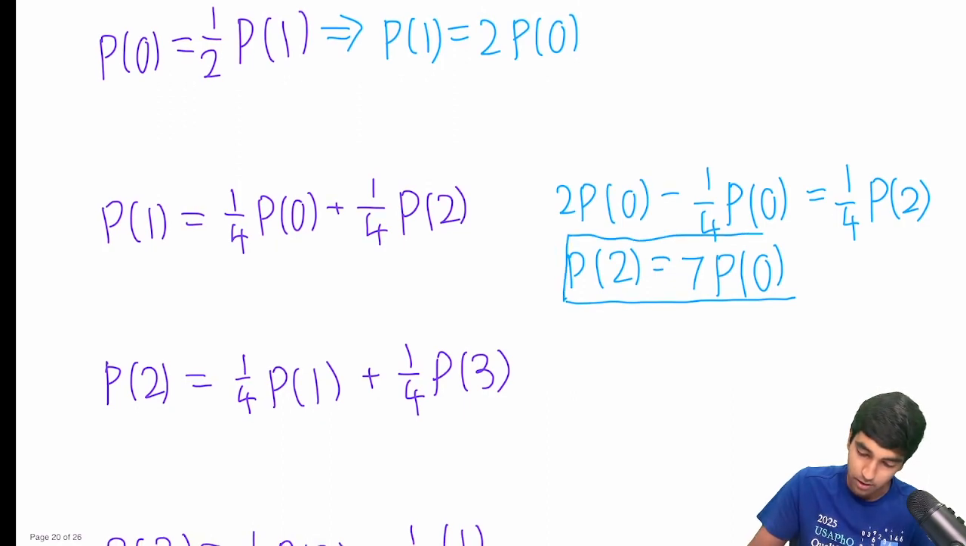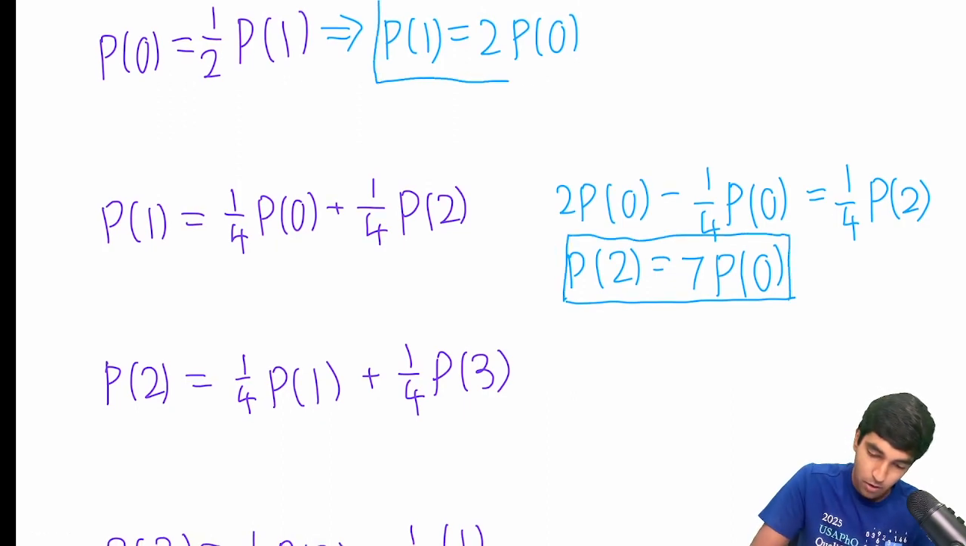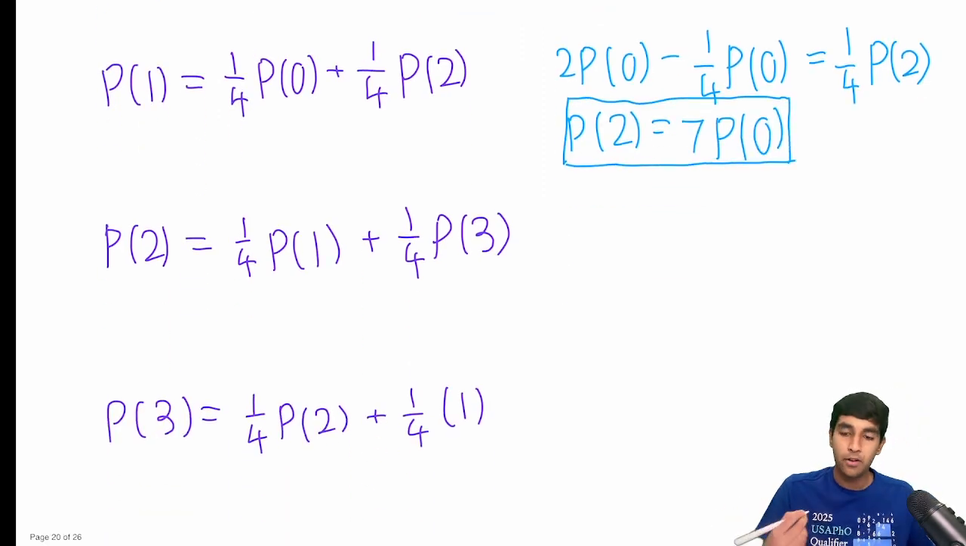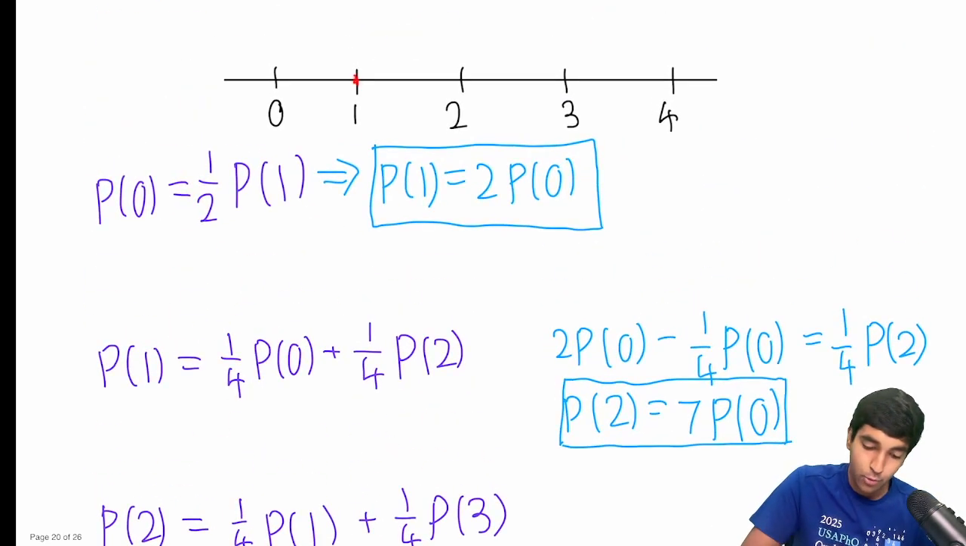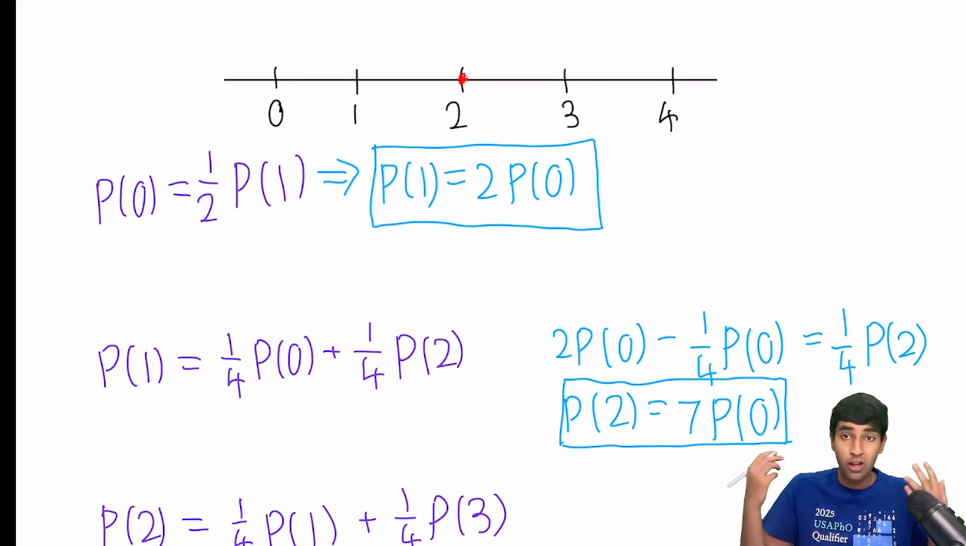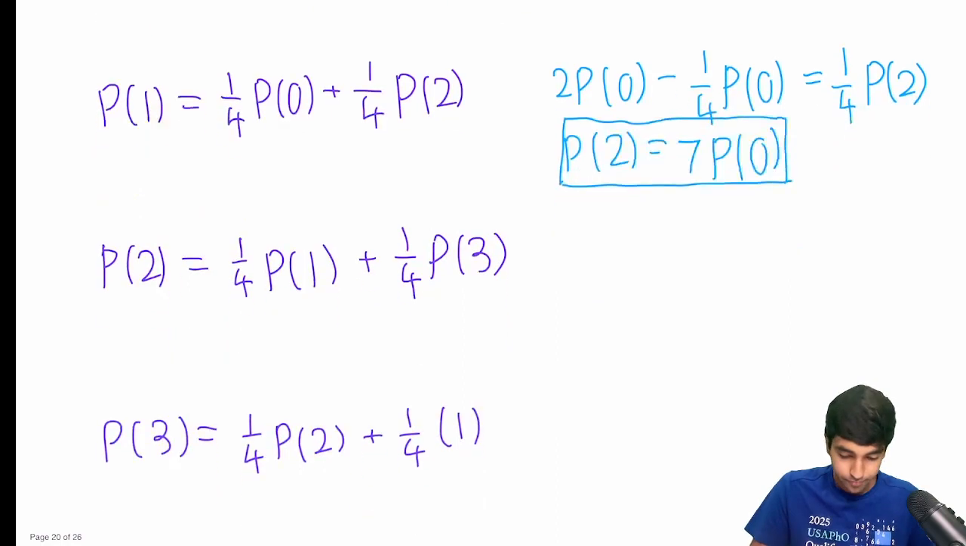These are the relations we're going to be using throughout, right? P of 1 is 2P of 0. P of 2 is 7P of 0. Kind of interesting, right? If you reach 1, now we have 2 times the chance. We have double our chance. If we reach 2, now we have 7 times our chance of making it.